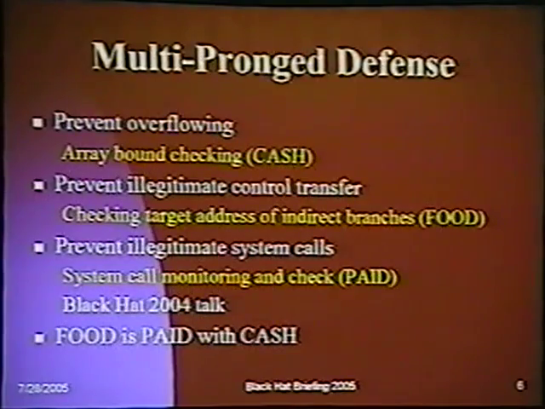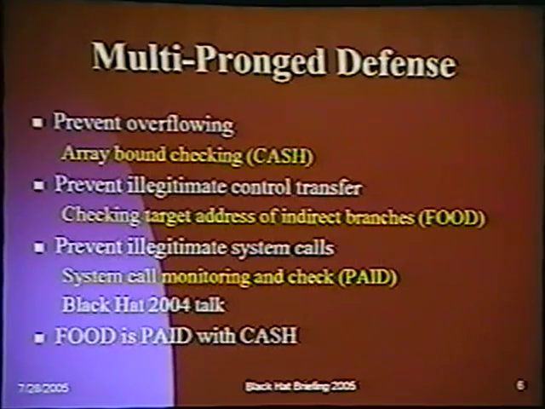Given this analysis of the three-step procedure used in these control hijacking attacks, we can develop a corresponding multi-pronged defense strategy. If we want to stop these control hijacking attacks, and again, these attacks are the primitives used in modern worms, we can do one of three things. The first is to stop these attacks by preventing overflowing in the first place. We just don't want anybody to overflow and tamper with a victim application's address space. And that's array-bound checking, which is the topic of today's talk.